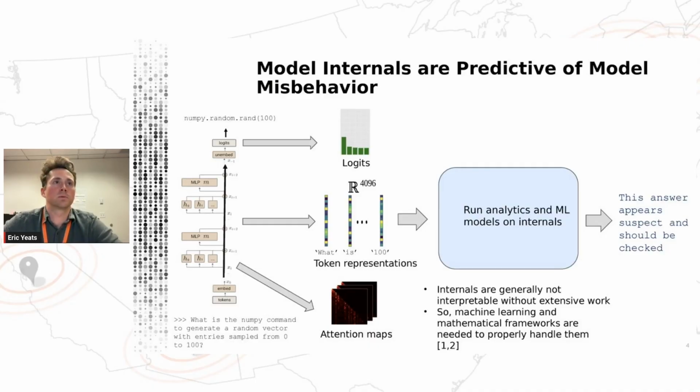From different points in this network, we can gather, say, the attention maps of this model, from the multi-head softmax attention. We can gather token representations, which are high-dimensional vectors, or the embeddings of the model, from the residual stream. We could also consider the output logits of the model in our analysis. Each of these signals is not immediately interpretable on its own, but we can use machine learning or mathematical frameworks in order to interpret them and derive useful signals from them.